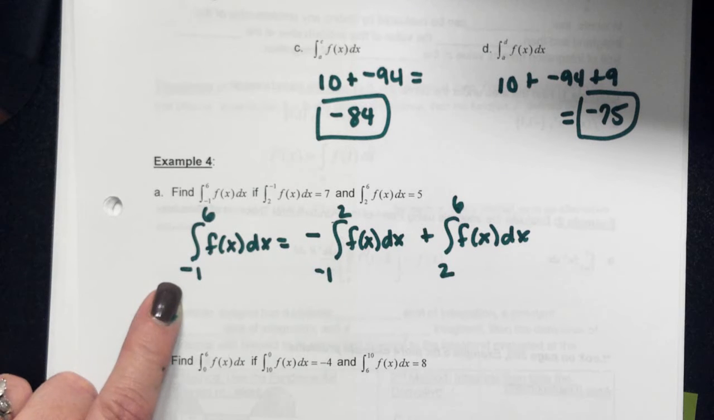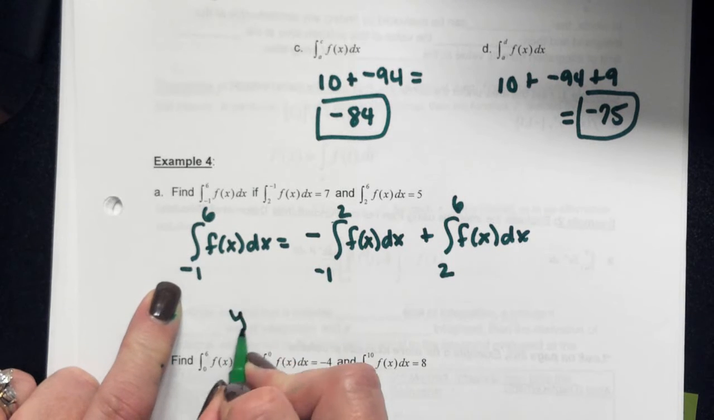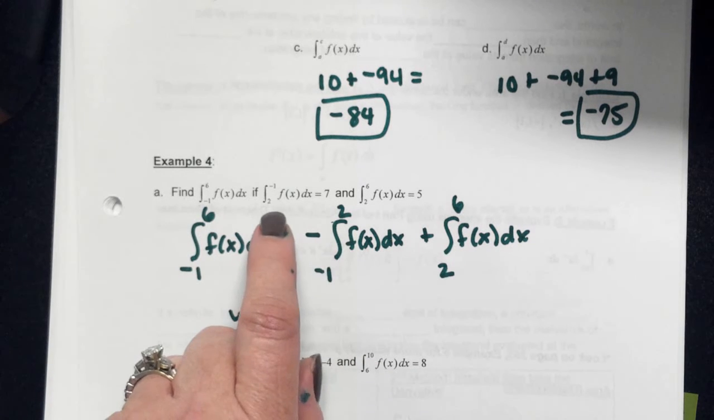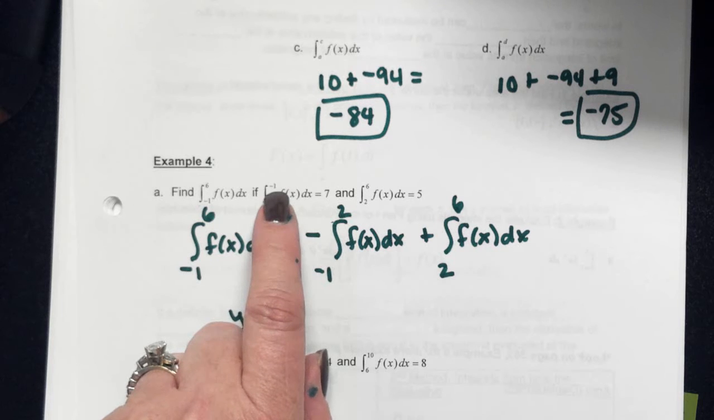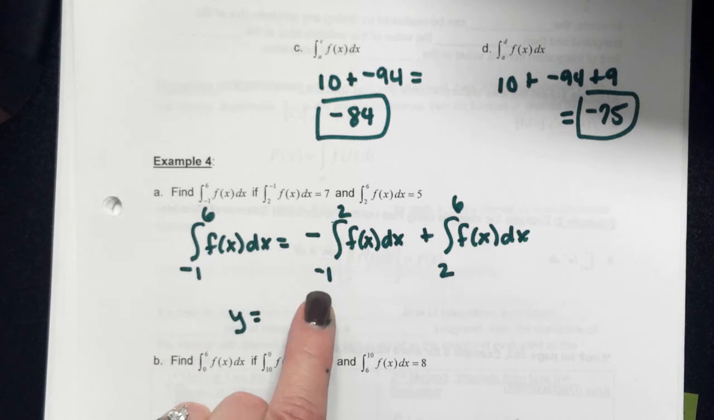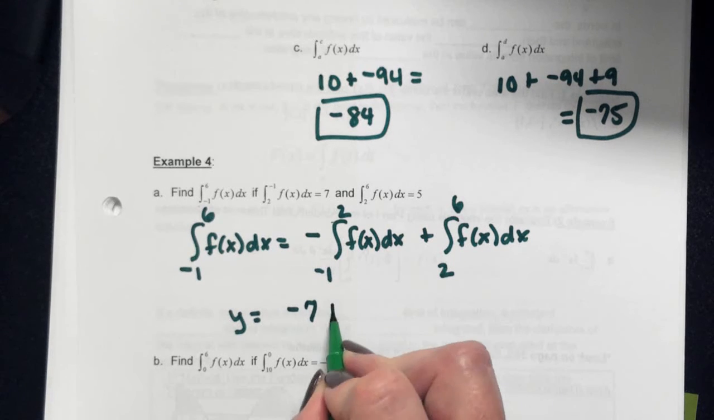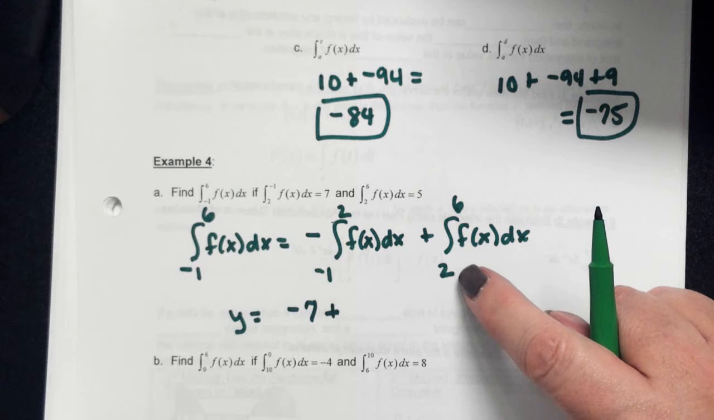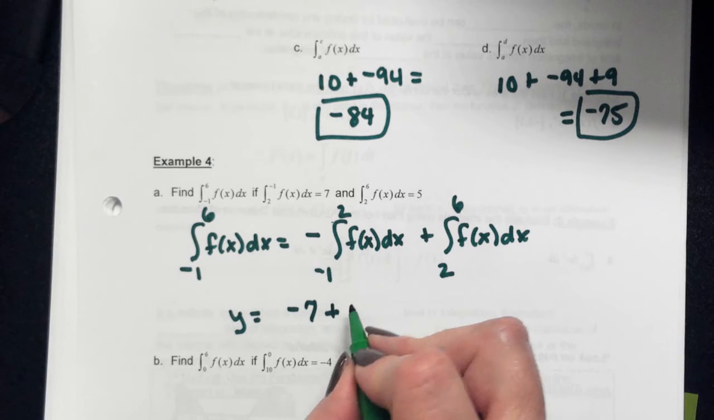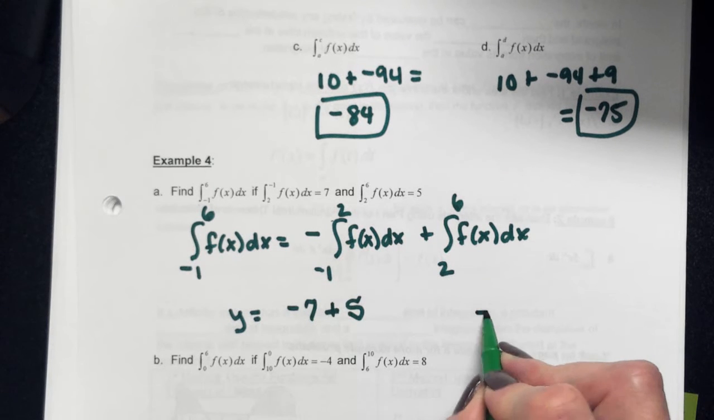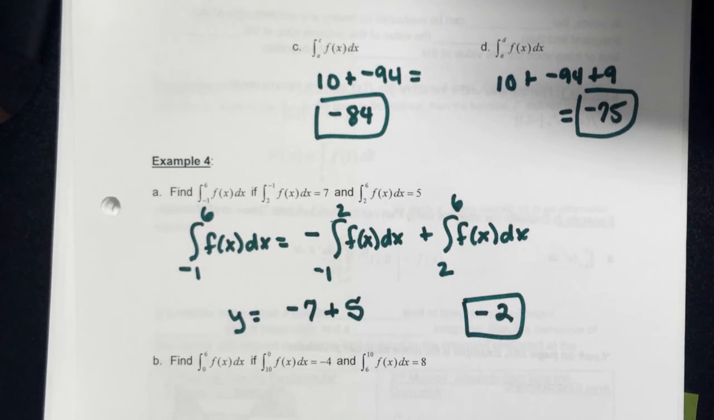Well, this is what I'm trying to find. So I'm going to call that y. Equals. They told me what the area under the curve from 2 to negative 1 is equal to. That is 7. But since I rewrote my bounds, I'm going to call that negative 7. Plus, they told me the area under the curve from 2 to 6 is 5. So then what's the area under the curve from negative 1 to 6 going to be equal to? Negative 2. You guys go ahead and try B for me.